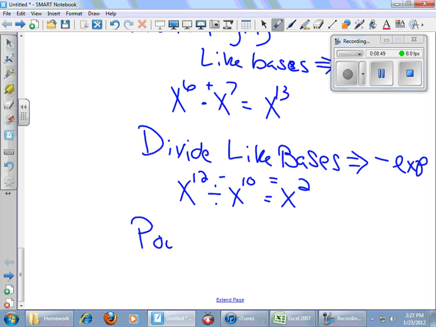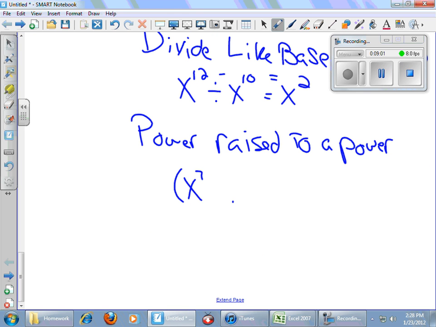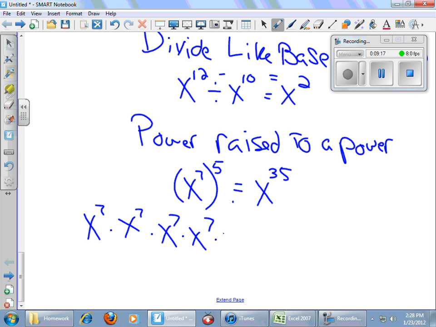But when a power is raised to a power like x to the 7th raised to the 5th, that's going to equal x to the 35th. Why? Not y, x. Because it's going to mean x to the 7th times x to the 7th times x to the 7th times x to the 7th times x to the 7th. 7 there, 7 more, 7 more, 7 more, 7 more. I must have 35 altogether.